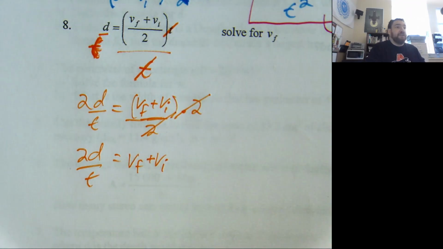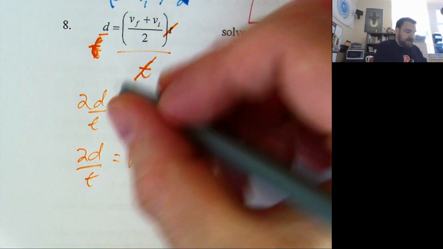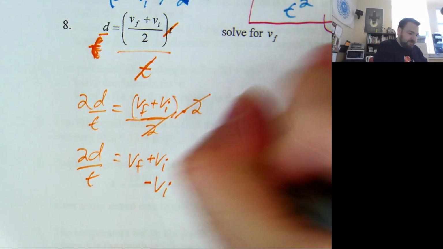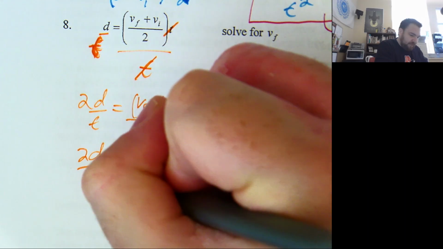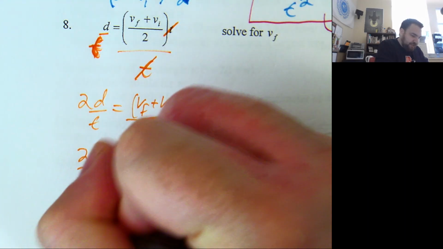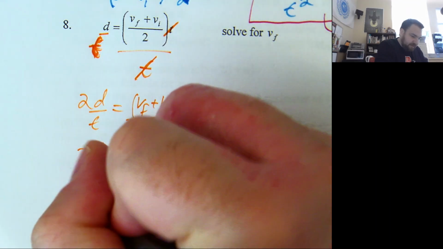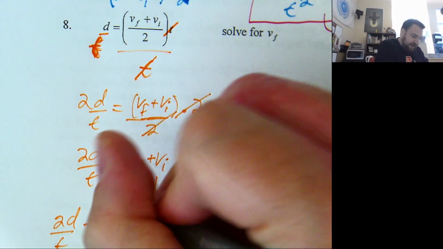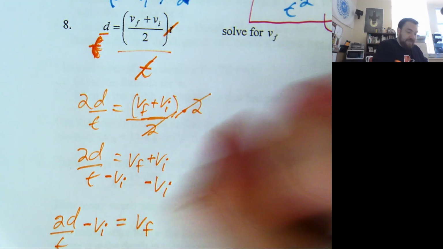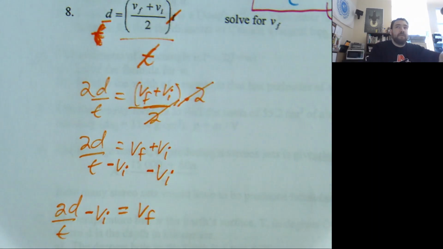And then our last step is nice and easy. I've got two terms there that are added together. To isolate for vf, I'm going to subtract vi on both sides. And so what we're going to get is 2d over t minus vi equals vf.